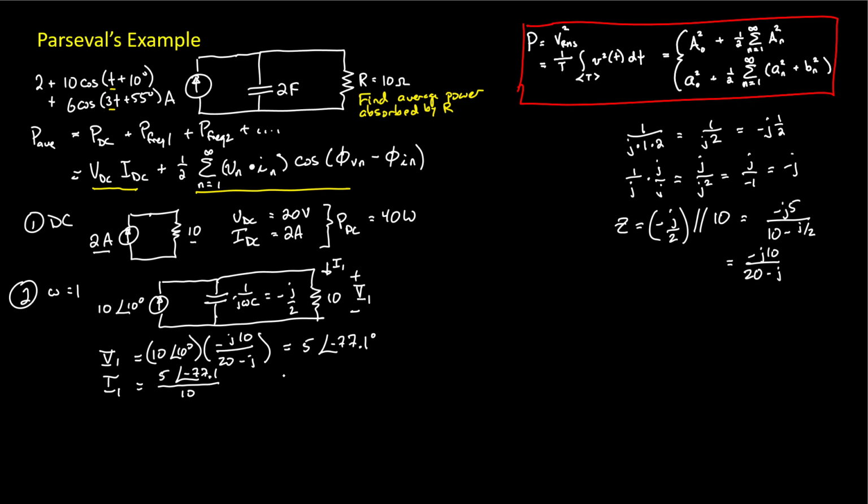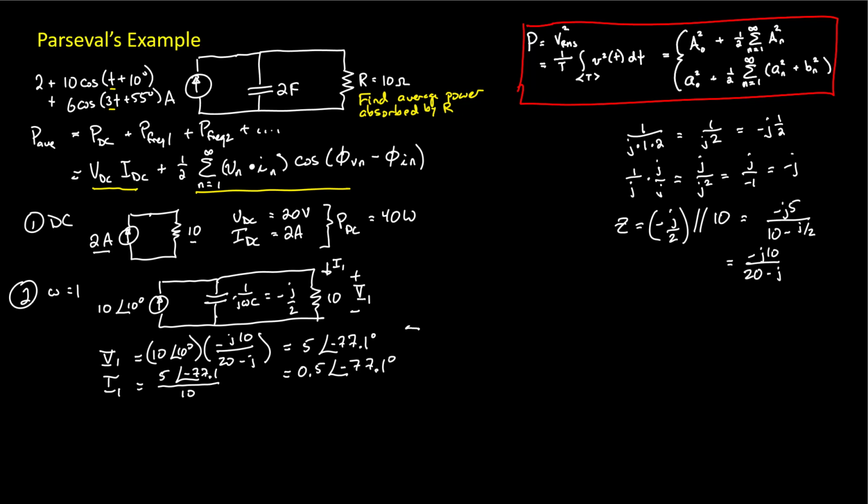And so just by inspection, the magnitudes divide. So 5 over 10 is a half. And then the angle is the angle of the top minus the angle of the bottom. And since the angle of the bottom is 0, by inspection that gives us this.